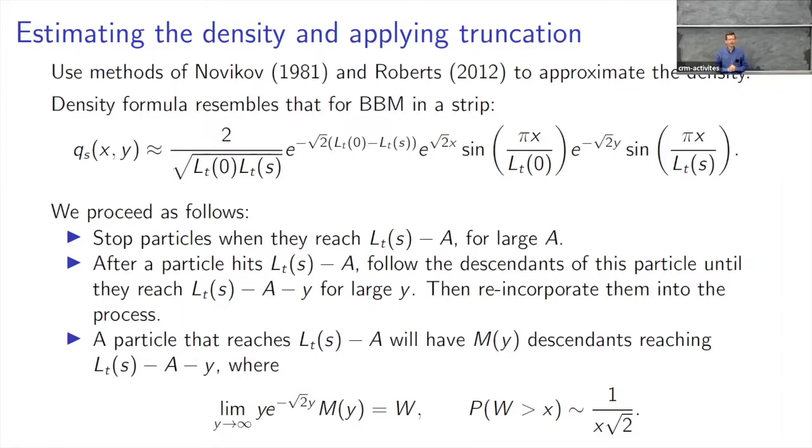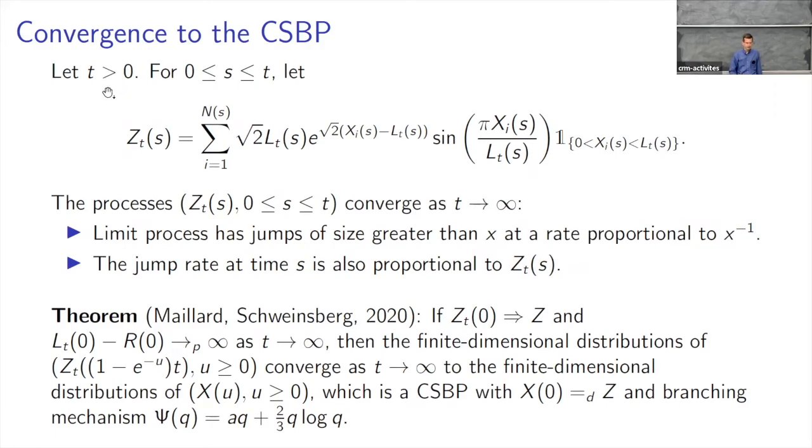And using again the result of Neveu that we stated last time, a particle that reaches L_t(s) − a will have m(y) descendants that reach L_t(s) − a − y, where m(y) is approximately y^(−1) times e^(√2 y) times this random variable W, and the probability that W is greater than some large number x is asymptotically a constant over x. So now if we fix a positive number t, we can define, for s between 0 and t, this expression Z_t(s).